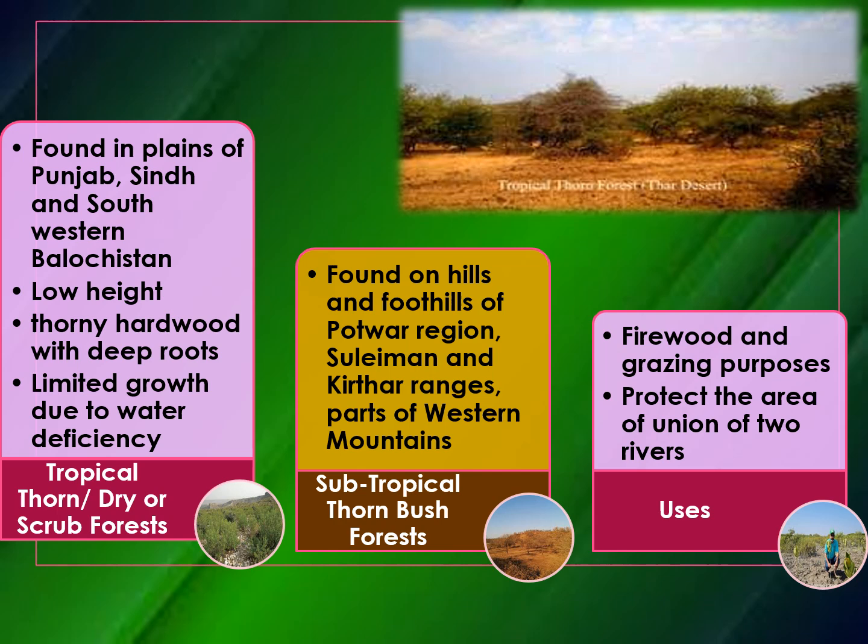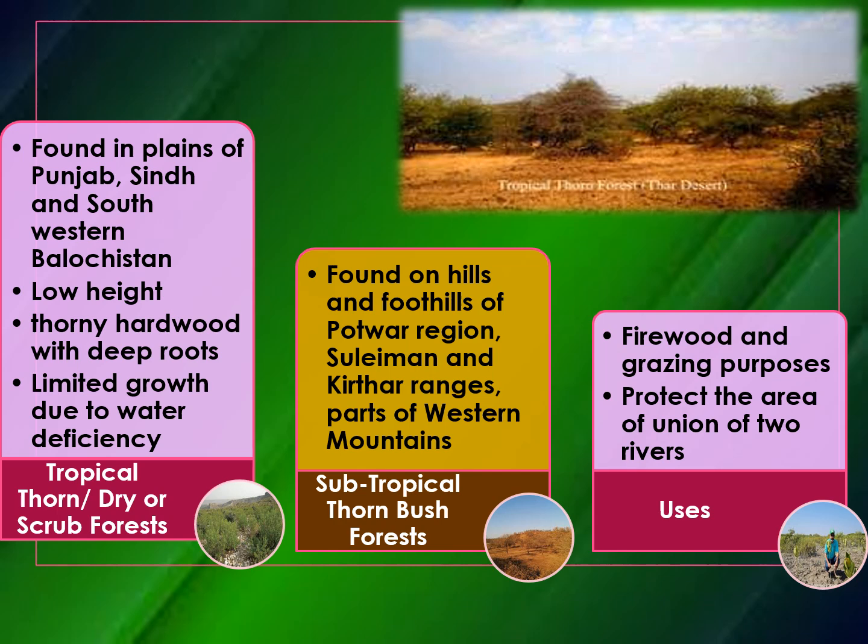Now, if we talk about the tropical thorn or dry scrub forest, it is found in plains of Punjab, Sindh and southwestern Balochistan, and has low height, thorny hardwood with deep roots. It has limited growth due to water deficiency, therefore poor quality thorny wood. It is used as firewood only.